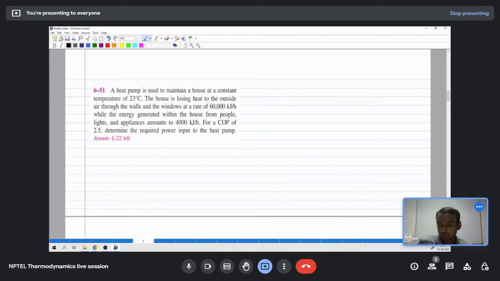Moving on, in the next problem we have a heat pump that is used to maintain a house at a constant temperature of 23 degrees Celsius. The house is losing heat to the outside air through the walls and the windows at a rate of 60,000 kilojoule per hour, while the energy generated within the house from people, lights and appliances amounts to 4000 kilojoule per hour. For a COP of 2.5, determine the required power input to the heat pump. So we have a house.